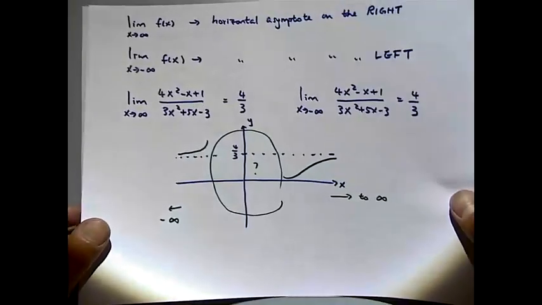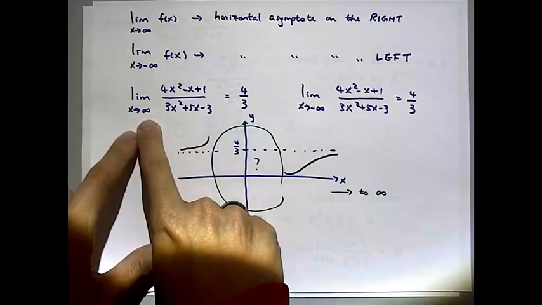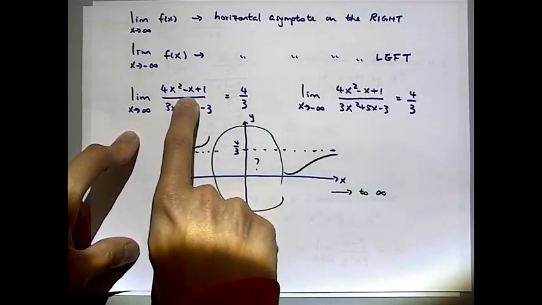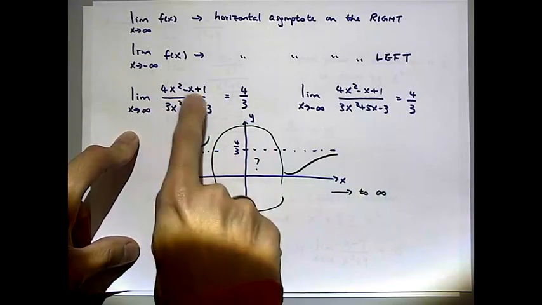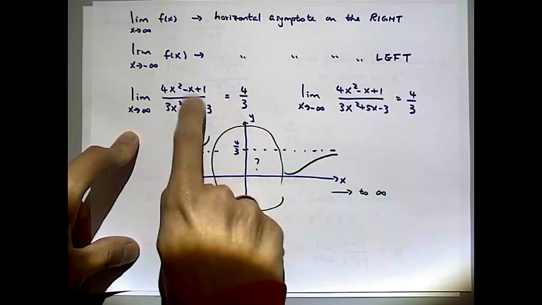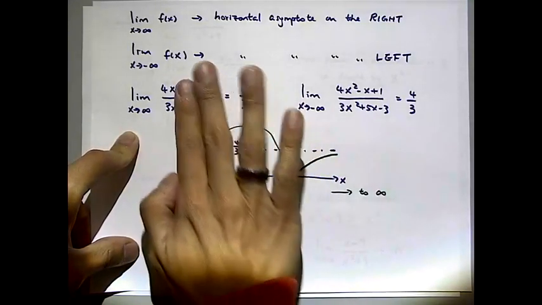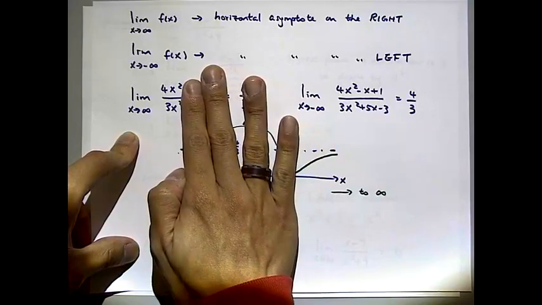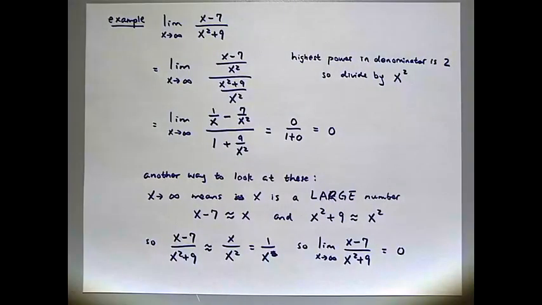Look at the previous example, this one right here. You can use the same reasoning. If x is 10 trillion, 4 times 10 trillion squared minus 10 trillion plus 1, this is still going to be far larger than these guys. Far, far larger. So when x is very big, these things, other than the highest powers, don't really matter. They are irrelevant in the big picture. So overall, we get a 4 over 3.